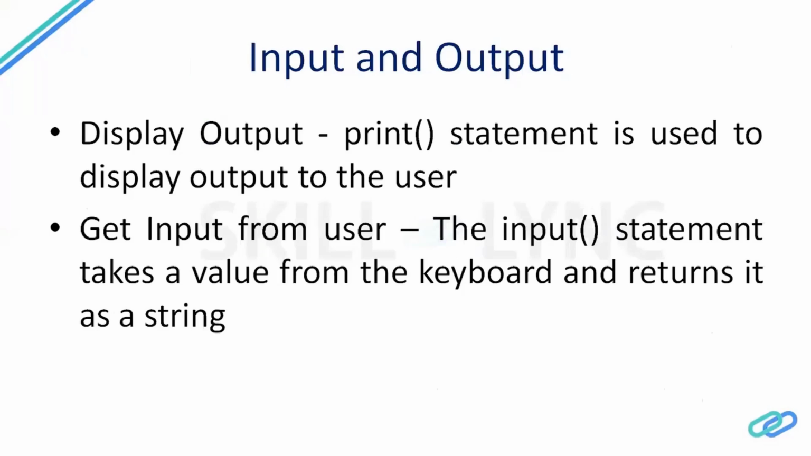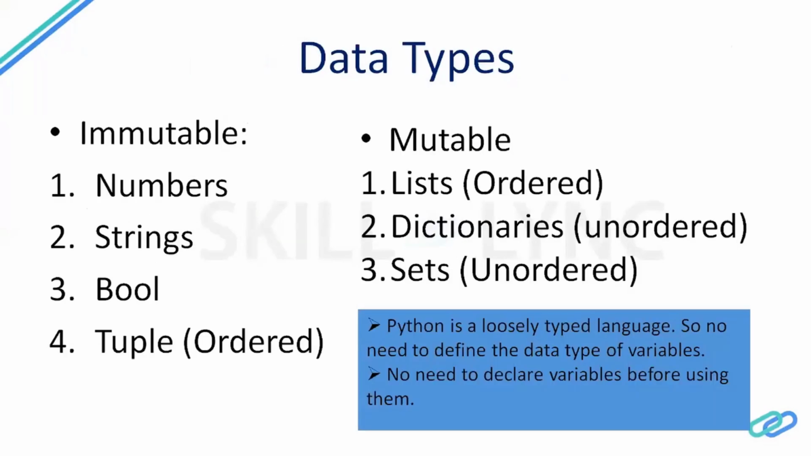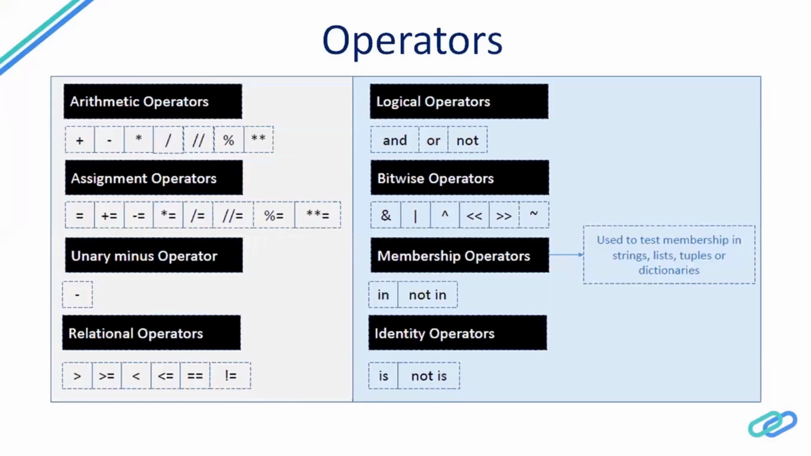And now coming to the actual Python language. Python data types: any language begins with data types, and in Python also we have various inbuilt data types called numbers, strings, Boolean, tuple, and mutable data types called lists, dictionaries, and sets. And these are the operators in Python, as we will see.